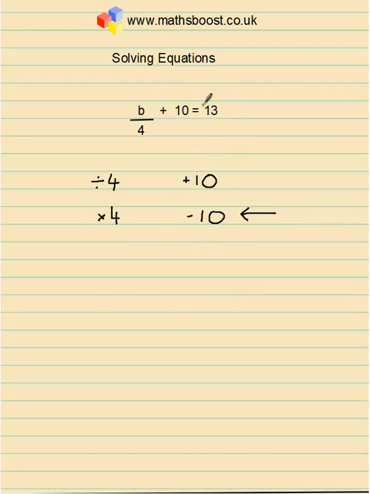Now I'll look at the other side of the equation and carry out these instructions, starting from the arrow. 13 minus 10 gives me 3. 3 times 4 is 12. And that's my answer.